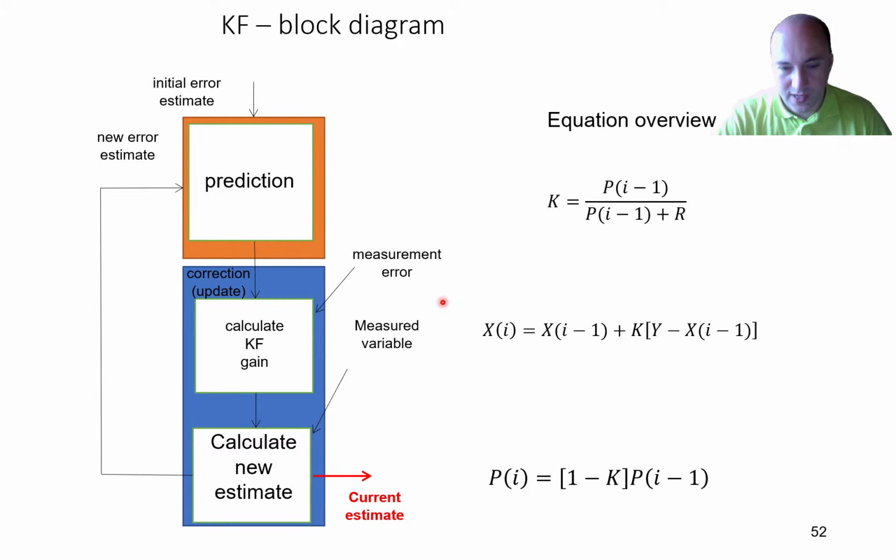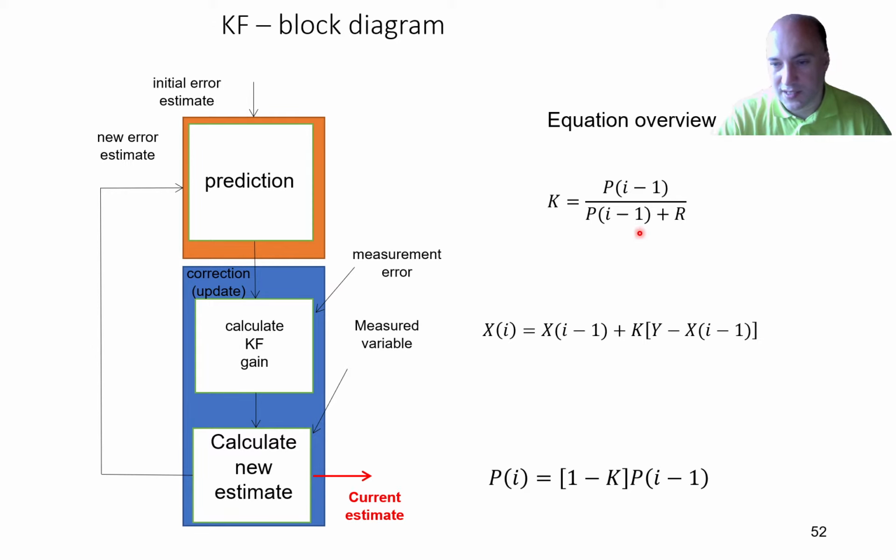In order to do this, we need to calculate the so-called Kalman gain, which tells us if we trust the model more or if we trust the measurement more. This is a trade-off between the uncertainty of prediction and the uncertainty of my measured variable. So it's a trade-off between the measurement error and our error estimate that we have in the model.